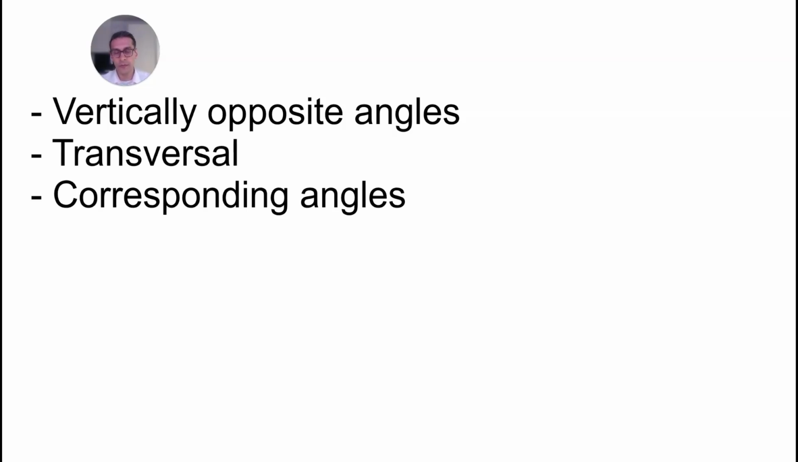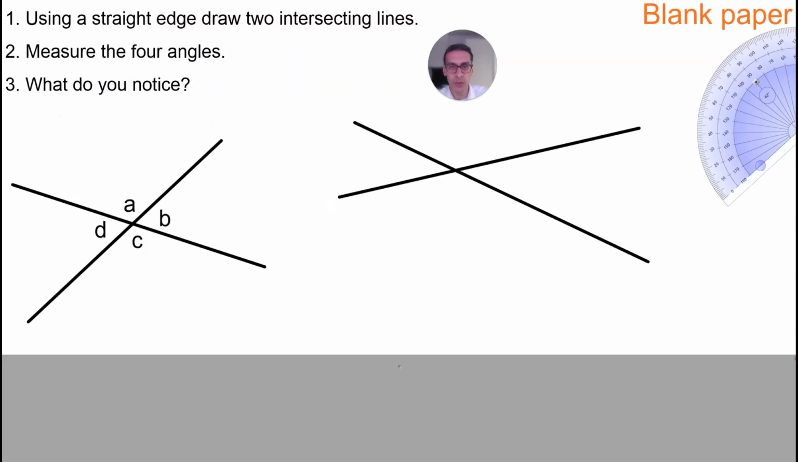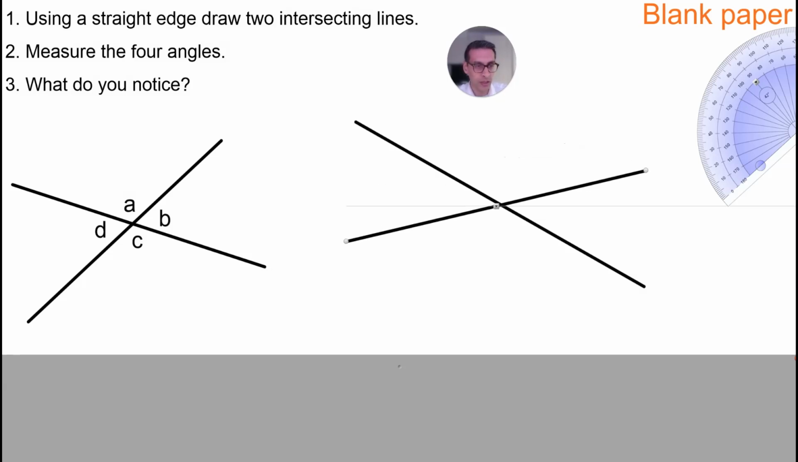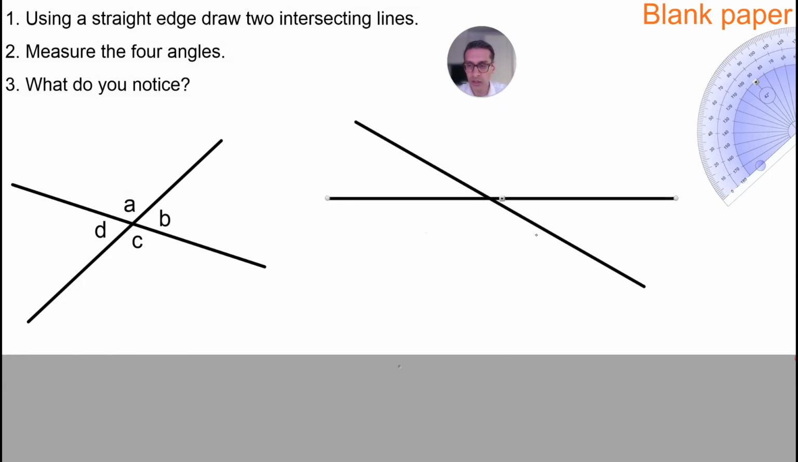The next set of things that we're going to look at with angles are vertically opposite angles, transversals, and corresponding angles. So let's look at some examples here. What I want you to do is, in your book, just join two lines together so it makes a cross, and it doesn't have to be a symmetrical looking cross. It can be crossing over any angle, just like that. So two lines crossing over each other.